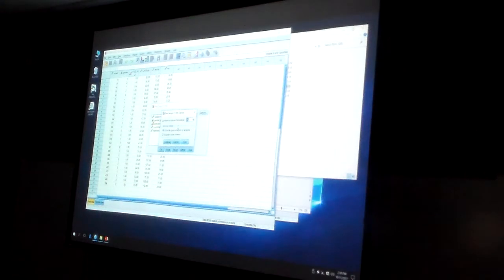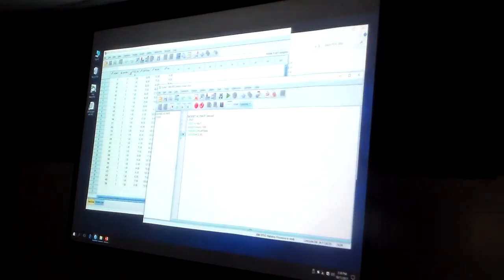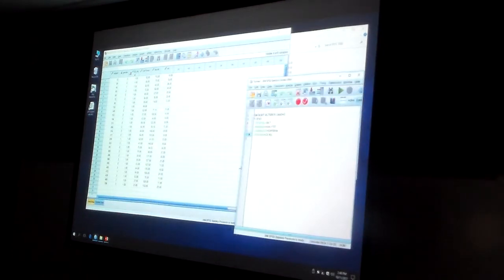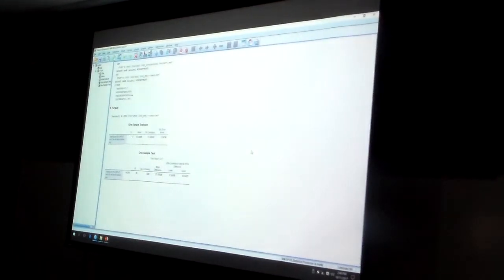But if we wanted to change and, let's say, calculate 99% confidence intervals or 90% confidence intervals, this options case is where we would do that, okay? We won't do that though. So we just go ahead and hit paste. And here is our syntax. Easy, not too difficult. We go through, we run this. Everything's pretty easy, pretty straightforward, okay?